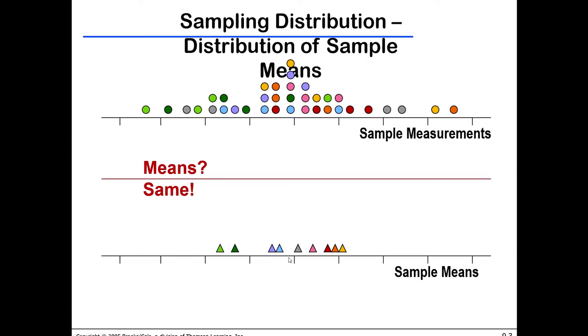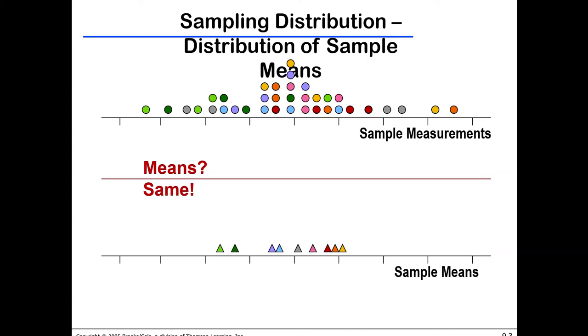At the bottom, though, I'm going to have a different thing, right? Each and every one of these points represents an average of the sample, right? So over here, I'm going to start seeing a different shape forming up. And that's precisely what we mean by the sampling distribution. It is the distribution of all possible sample averages.